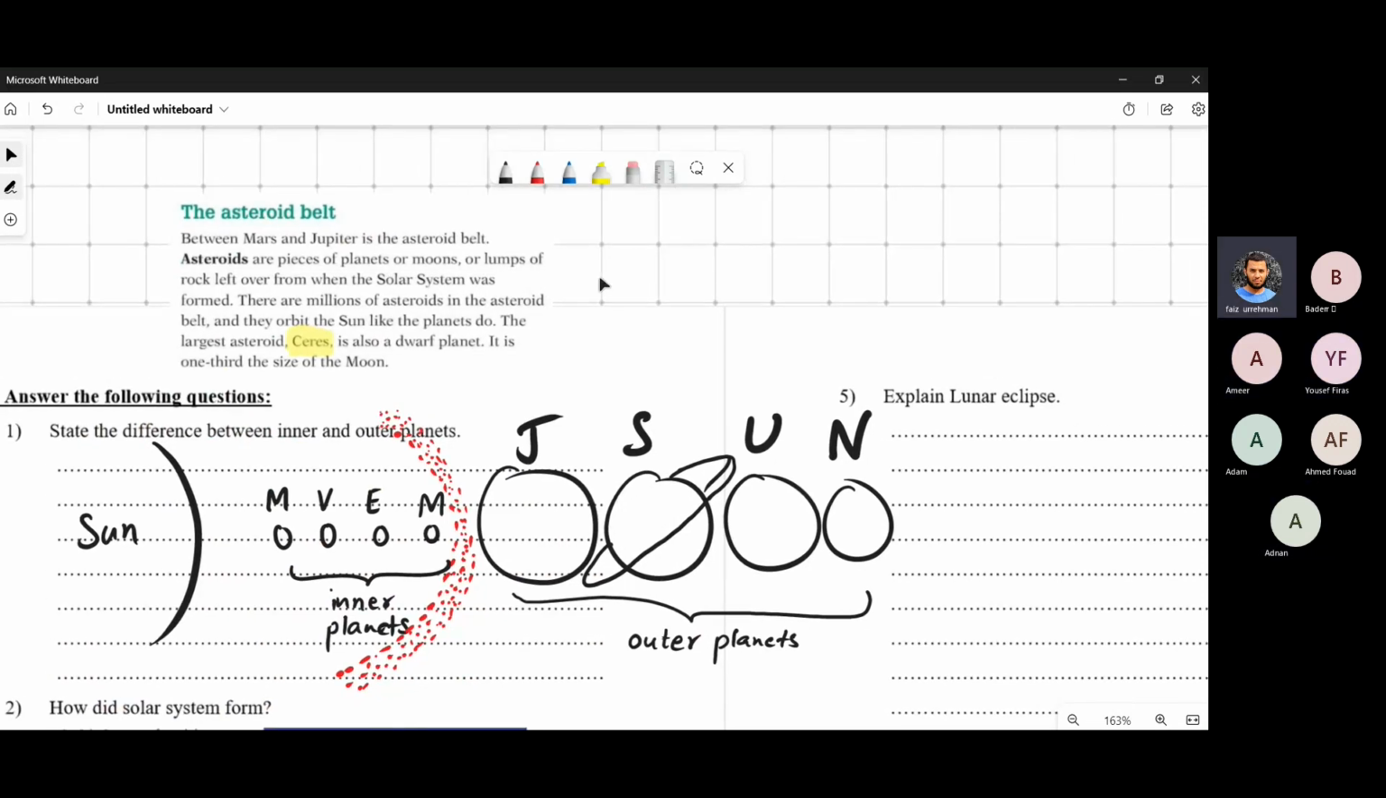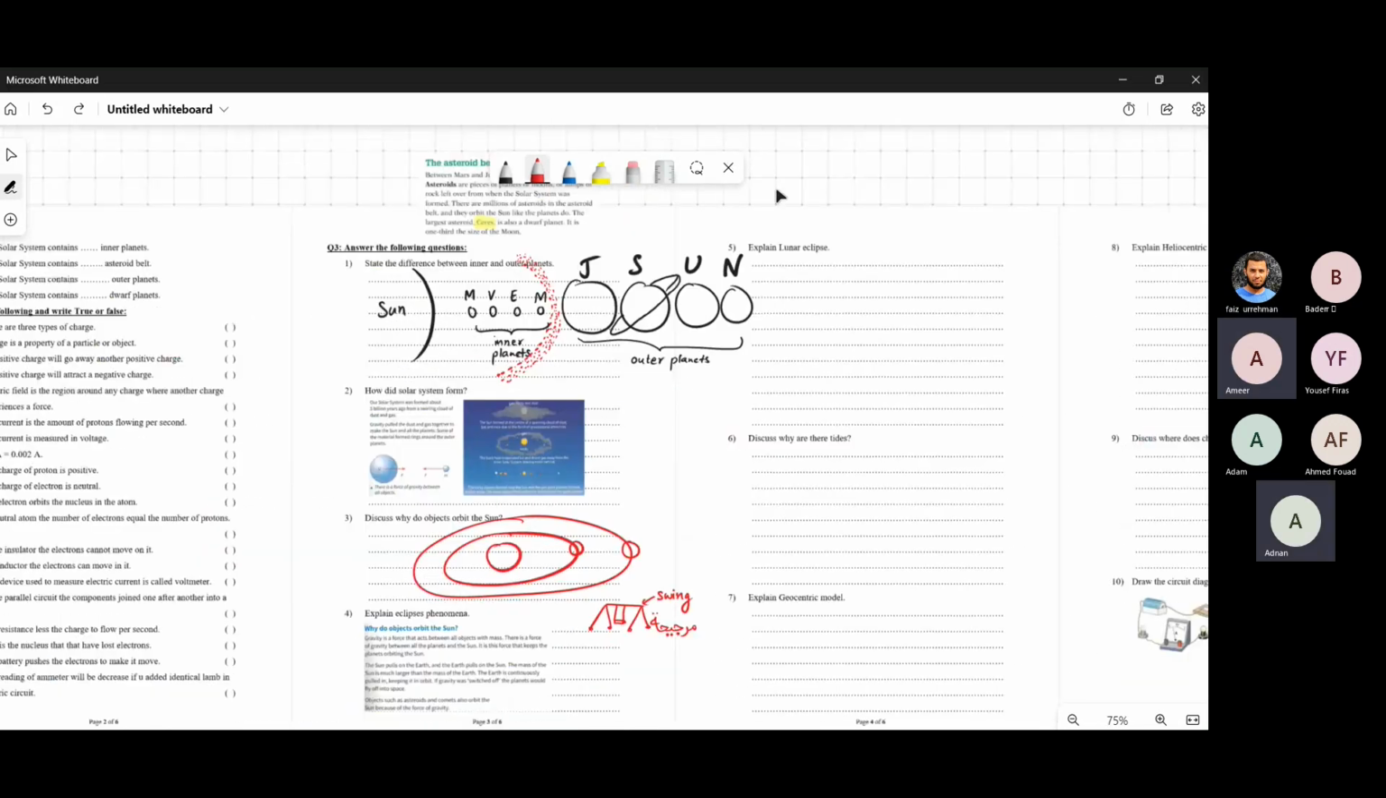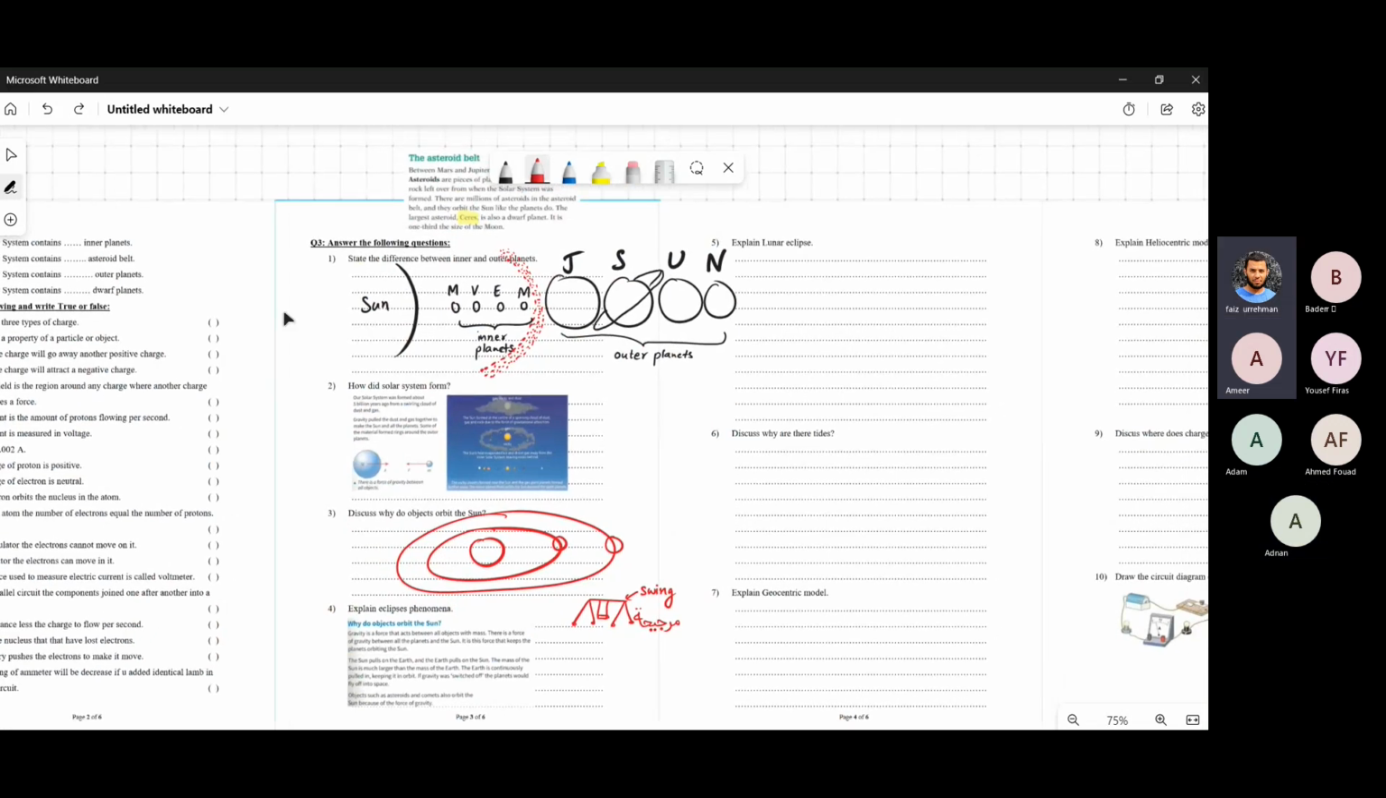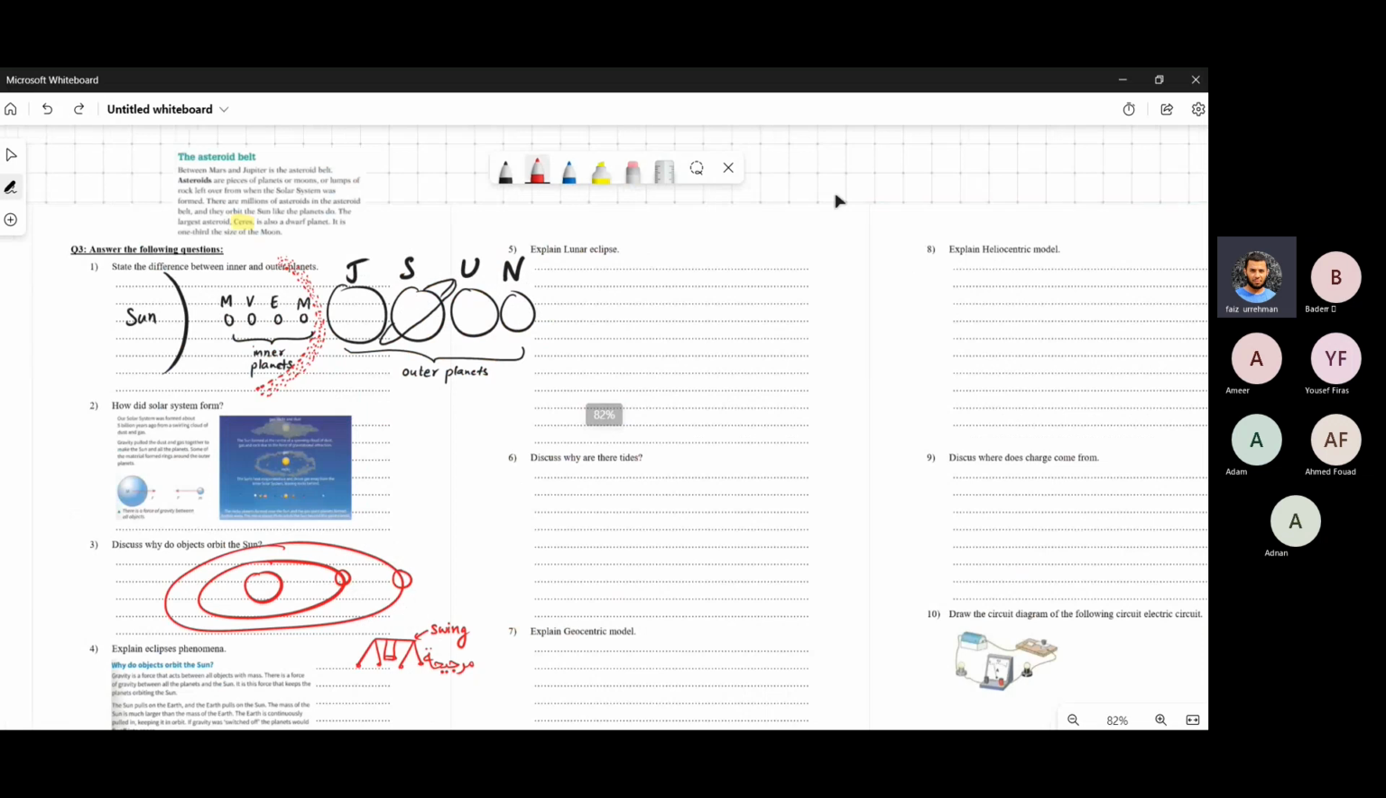So let's see what I was saying, that asteroids are very, very small and very, very big. But there is one asteroid which is very, very big. See, the name is Ceres. It is also a dwarf planet. It is one third the size of the Moon. The Moon is very, very big, right? And it is one third of the Moon. It is still big compared to other asteroids and dust and rocks. Ceres is very, very big. Mr., you can find the volume of Ceres by dividing the volume of the Moon by 3. It will give you an approximate answer, not exact, but approximate.